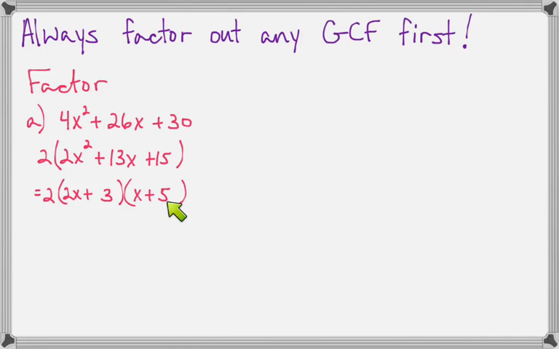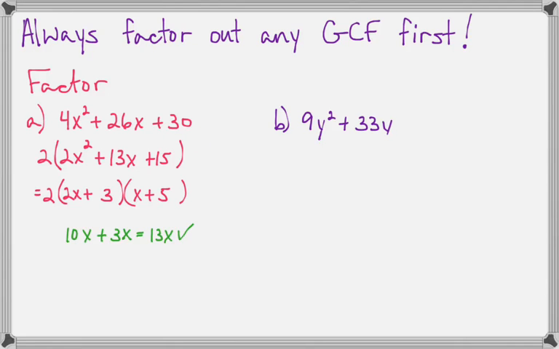And now let's see how it goes. Outer times outer gives us 10x. Inner times inner gives us 3x. Now that's going to make 13x, and that's what we wanted. So this is the correct factoring for this trinomial.